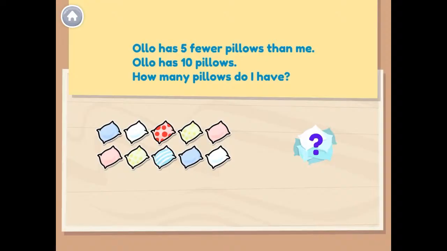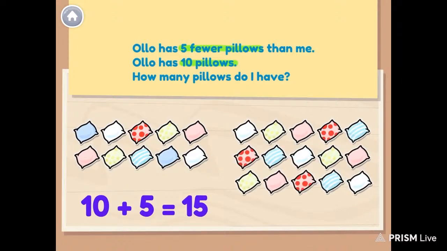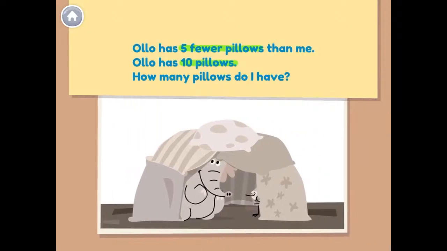Here's one way to solve it. Let's write out an equation and imagine it. Alo has 5 fewer pillows than me. Another way to think of this sentence is that I have 5 more pillows than Alo. Alo has 10 pillows. Let's solve the equation. What is 10 plus 5? 15! I have 15 pillows! That matches the sentence because Alo has 10 and I have 5 more pillows than Alo. Wow! Check out our huge pillow fort!